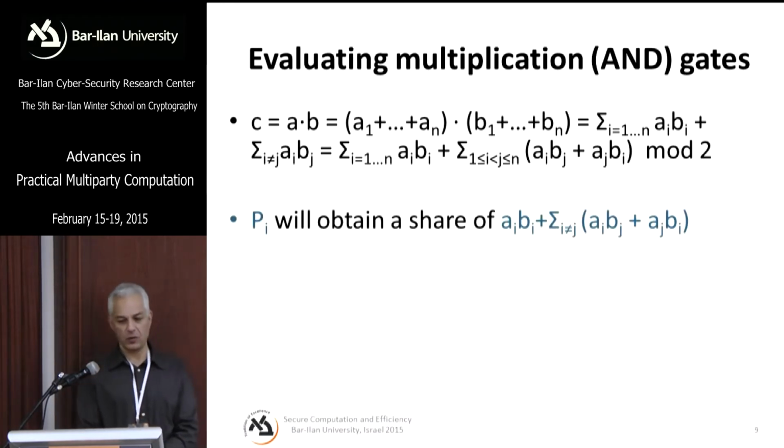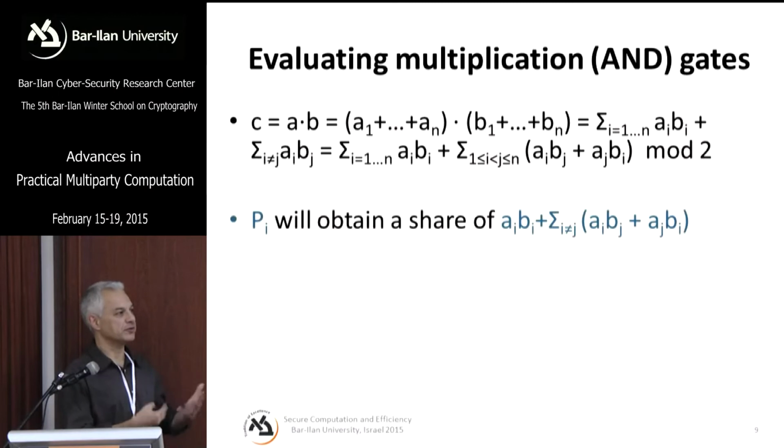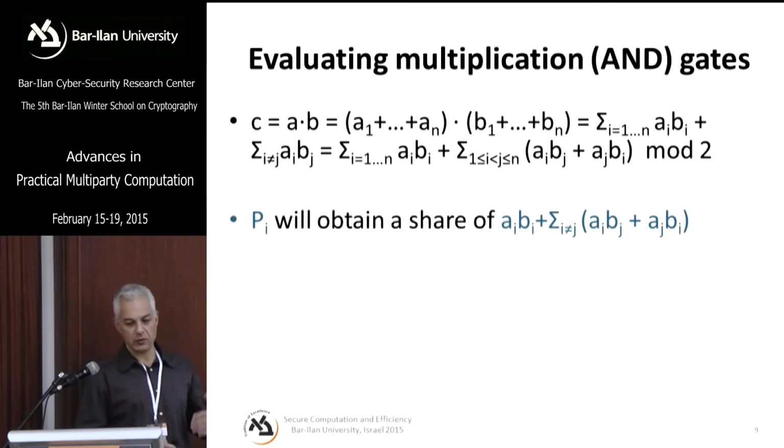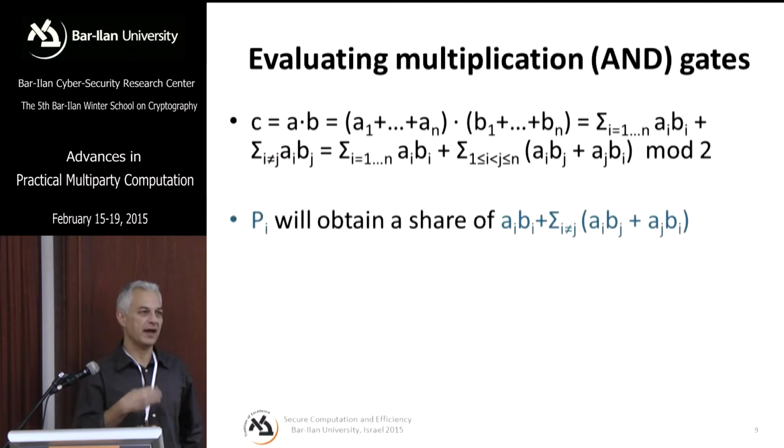So Pi will obtain a share of all the items in the sum in which Pi's shares contribute somehow. So Pi will obtain a share, of course, of Ai times Bi, but also of all elements in the sum in which Pi's values Ai and Bi contribute. So all elements in the sum of Ai times Bj or Aj times Bi, where i is one of the indices.